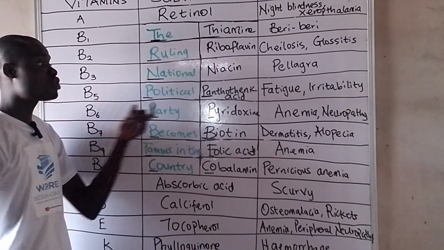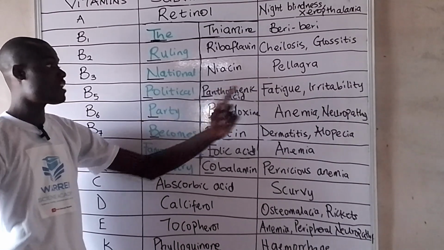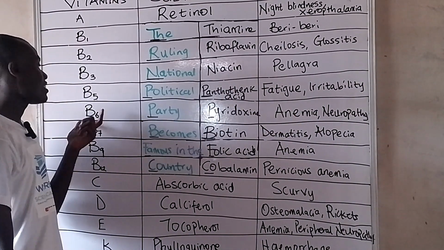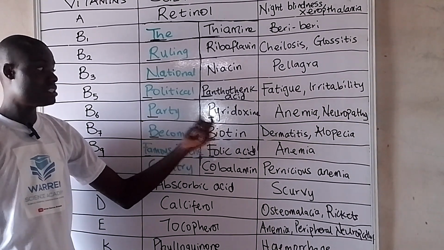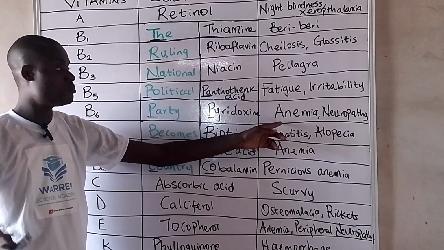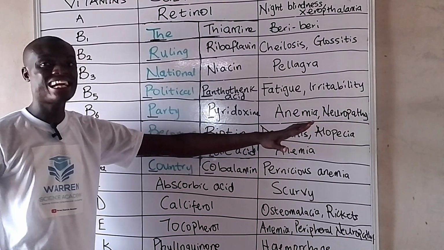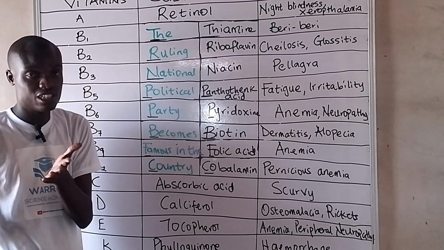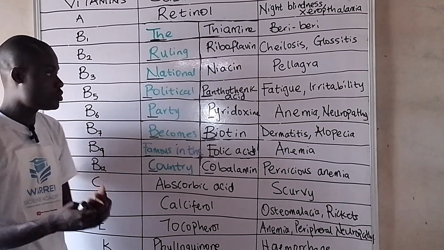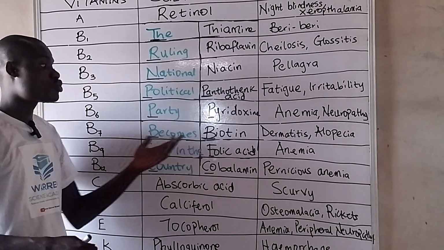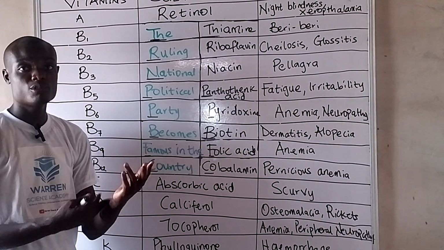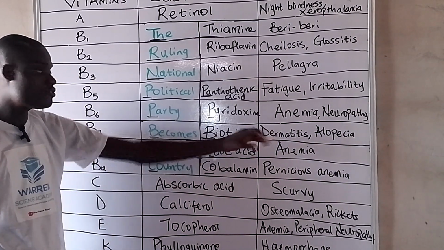Then for vitamin B5, which is also called pantothenic acid, deficiency leads to fatigue, tiredness, and also irritability. Then for vitamin B6, known as pyridoxine, deficiency leads to anemia, that's a reduction in red blood cells or hemoglobin, and then neuropathy, that's the death of nerve cells, leading to numbness, tingling, or even loss of sensation. Then we have vitamin B7, which is also called biotin. Deficiency is dermatitis, that's inflammation of the skin, and even alopecia.